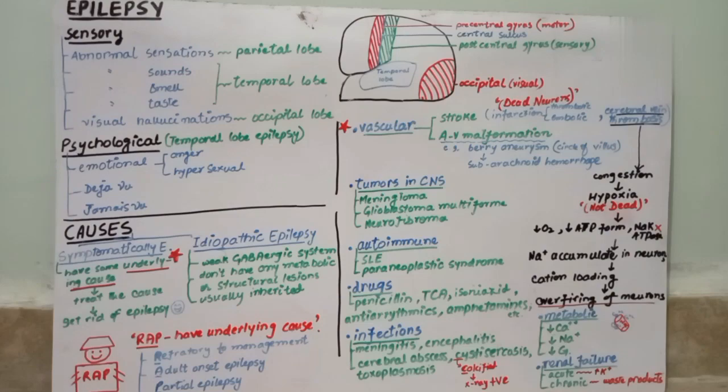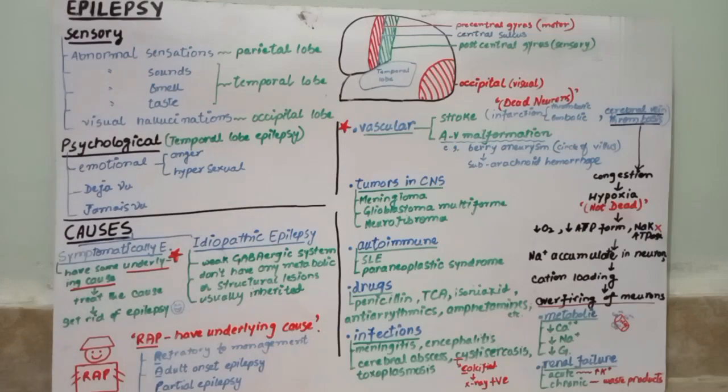Now let's move towards the causes. Causes of epilepsy: we divide them into two on the basis of whether there is an underlying cause or not. Symptomatic epilepsy refers to epilepsy with an underlying cause, and idiopathic epilepsy. What is idiopathic? It means having an unknown cause. Epileptic attacks are occurring to the person, with no underlying cause, so no underlying structural lesions or metabolic diseases. Usually it is inherited, and the reason behind it is a weak GABAergic system.